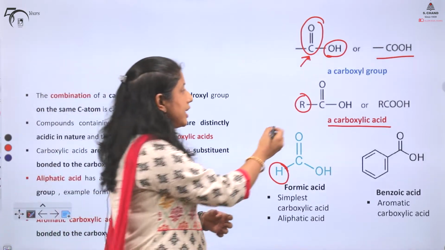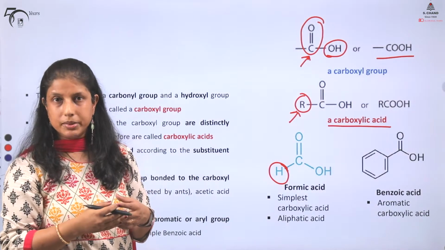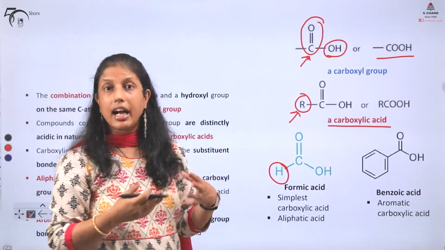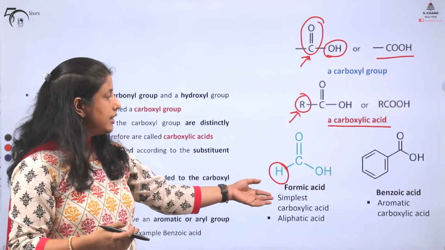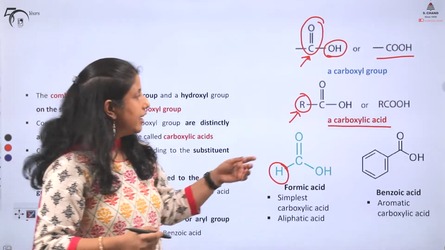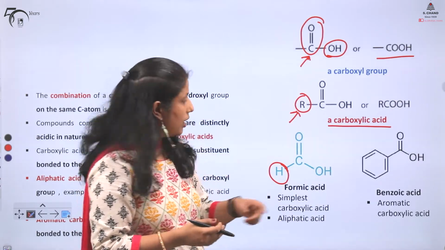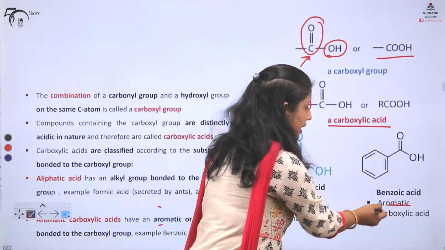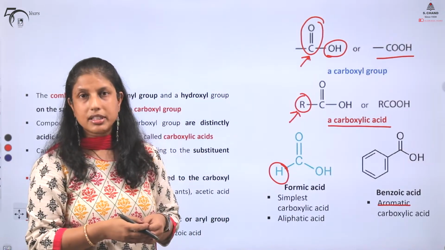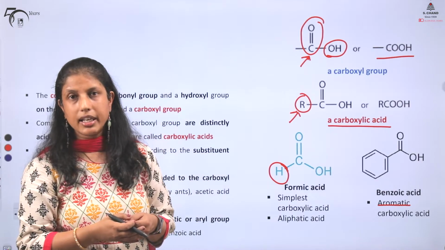How? Depending upon the nature of this R or substituent group. If the R is an alkyl group or a hydrogen, then they are known as aliphatic acids. If it is an aromatic group attached to the carboxyl group, then these are known as aromatic carboxylic acids. The simplest one, for example, is benzoic acid.